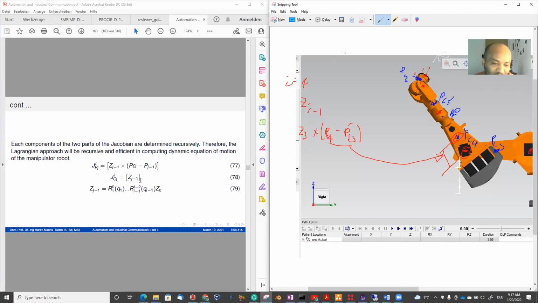For the rotation, which is really very simple, take the Z axis of the previous joint. So if you want to make the Jacobian matrix for rotation about 4, this is the Jacobian of O4, which means Z3.